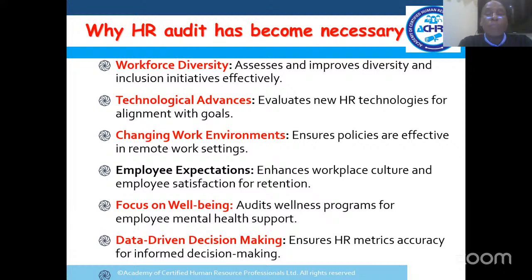And therefore, when you do an HR audit, you will look at the diversity of the workforce and balance between the differences.